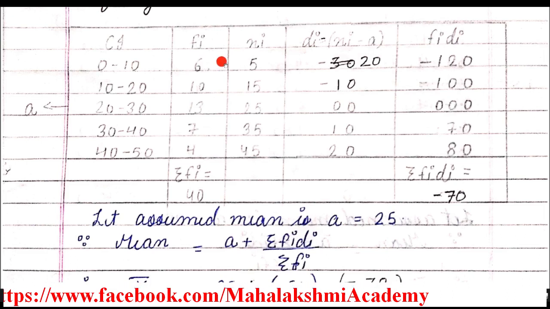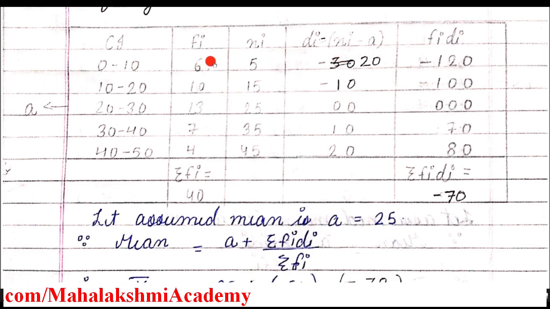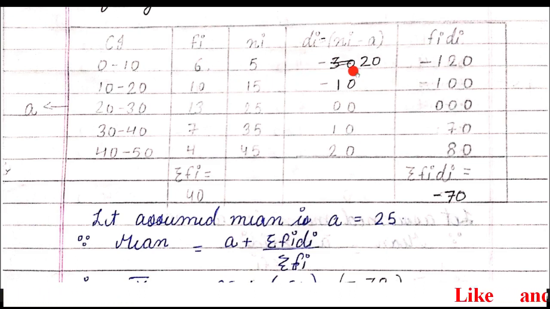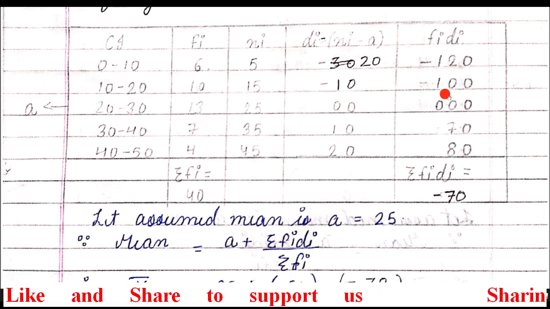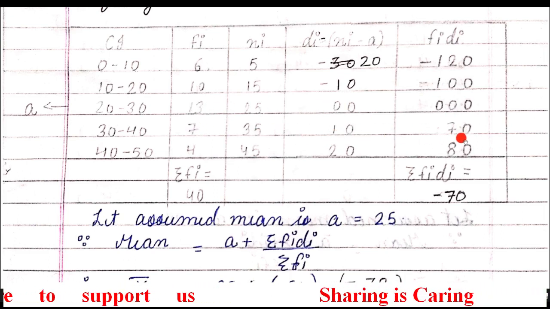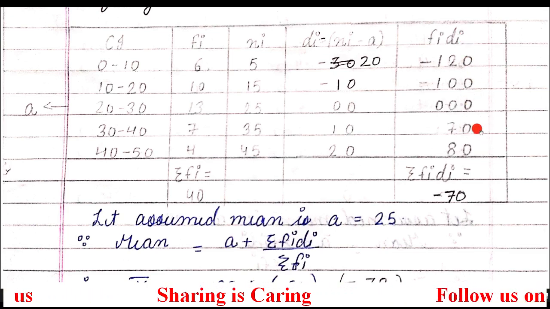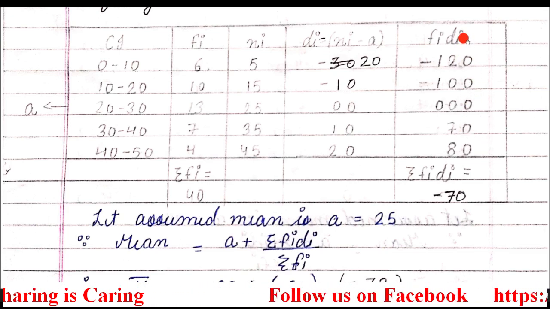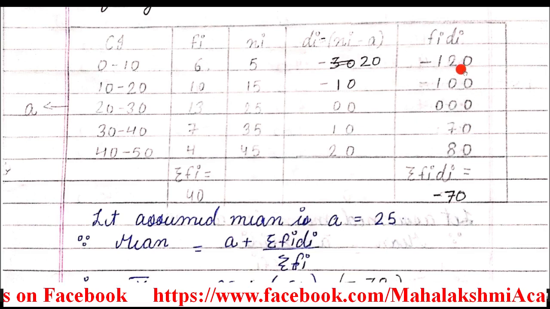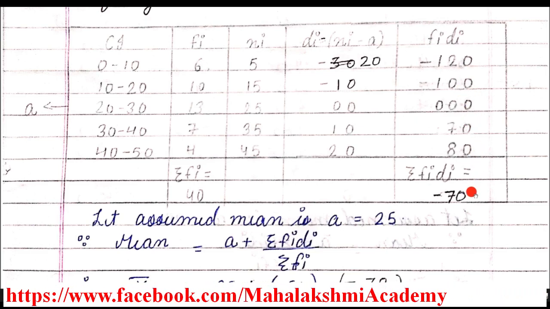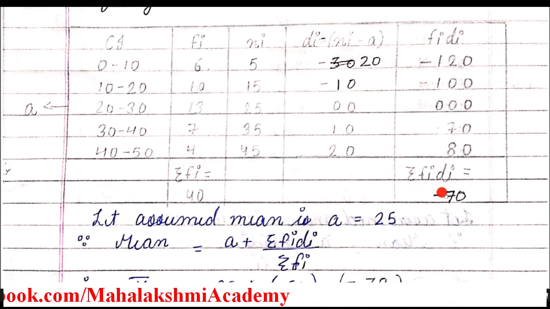Now multiply the corresponding terms for Fi Di. For this row, Fi is 6 and Di is minus 20, so 6 multiplied by minus 20 will give you minus 120. In the same way, 10 multiplied by minus 10 is minus 100. Then 13 multiplied by 0 is 0. Then 7 multiplied by 10 is 70. Like this, we obtain the Fi Di column by multiplying the corresponding terms of the Fi and Di columns. After writing the data here, add them, and you can see the summation of Fi Di is minus 70. In the same way, summation of Fi is 40.